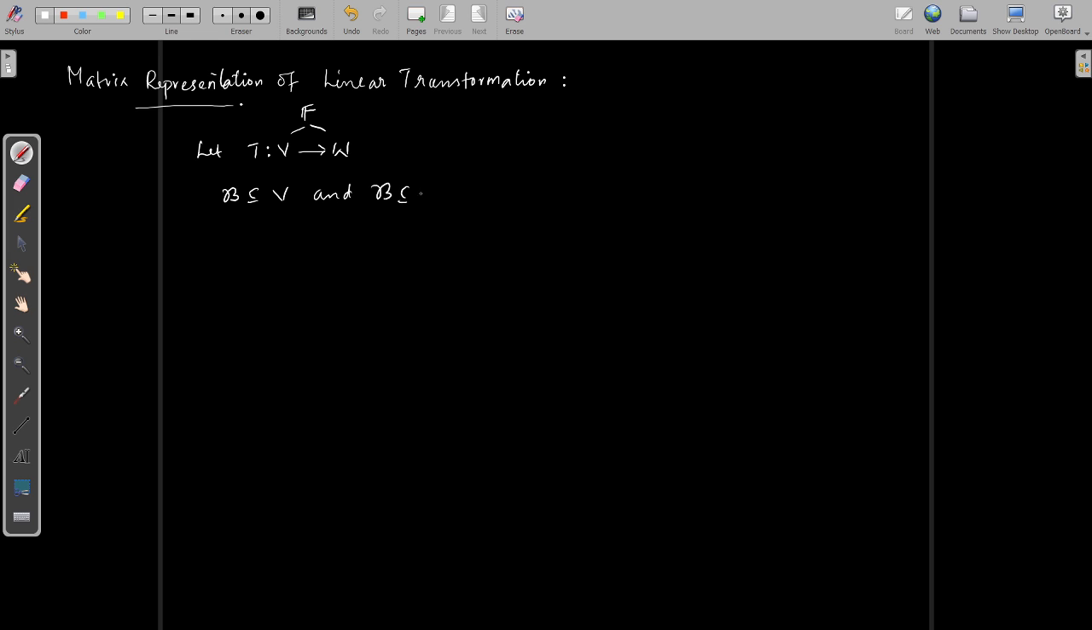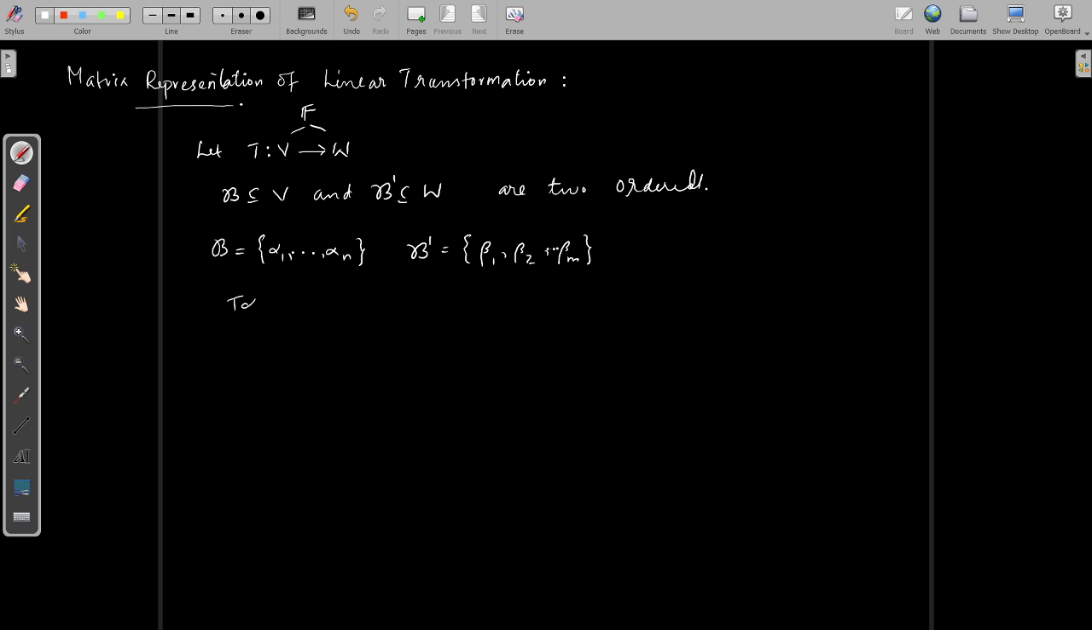a basis for W. This B consists of the vectors, say alpha 1, etc., alpha n, and B prime consists of the vectors beta 1, beta 2, etc., beta m. So these are two bases, two ordered bases. B and B prime are two ordered bases. So corresponding to these two ordered bases, we can define a matrix corresponding to this T.